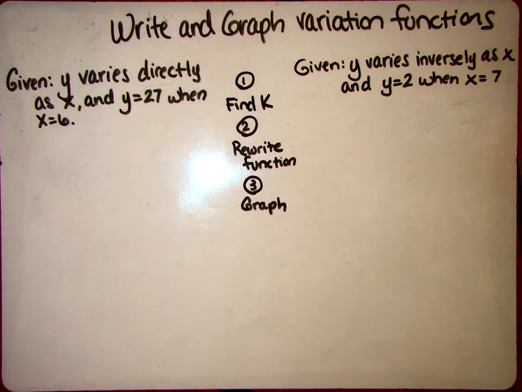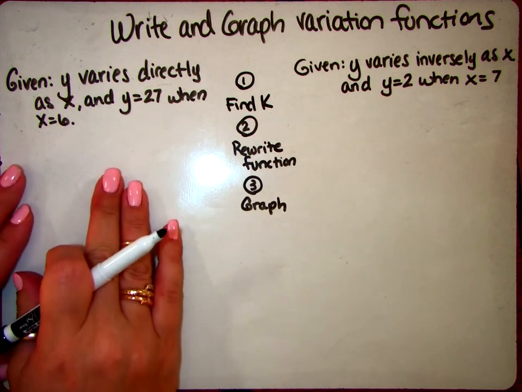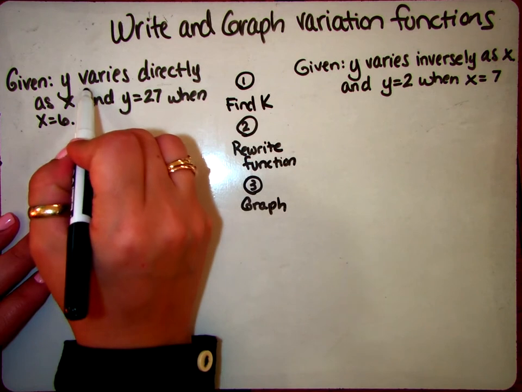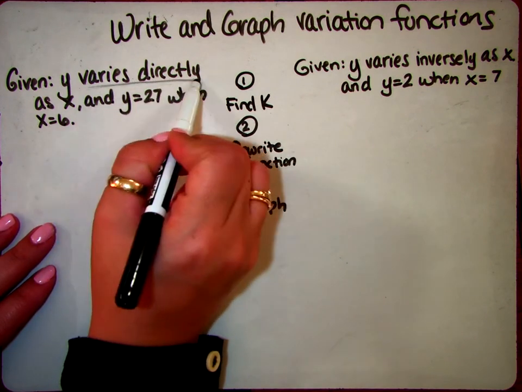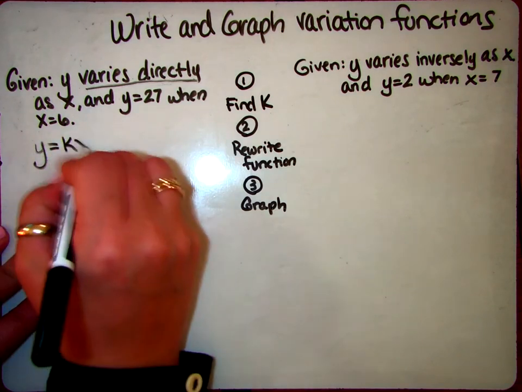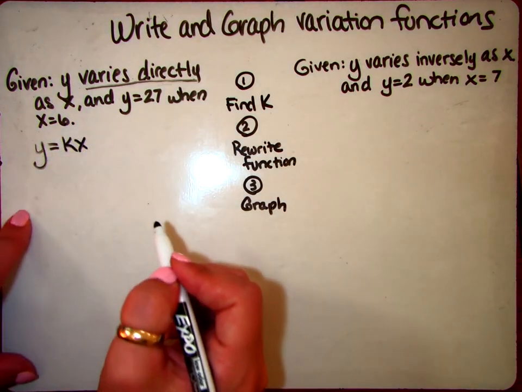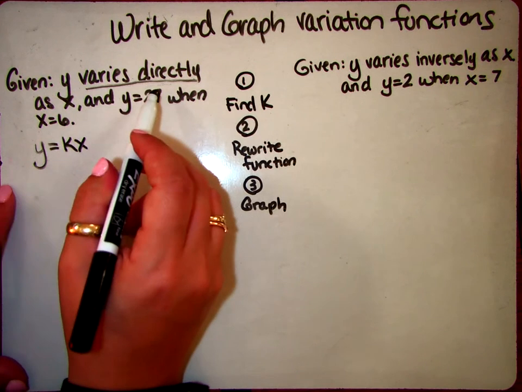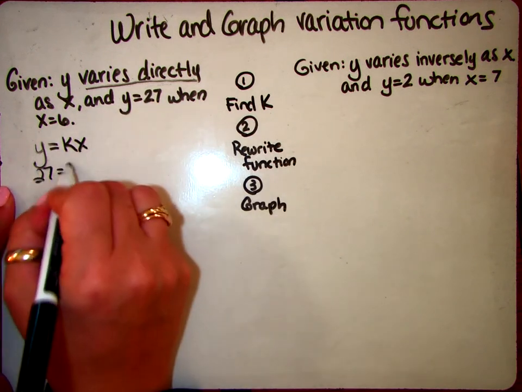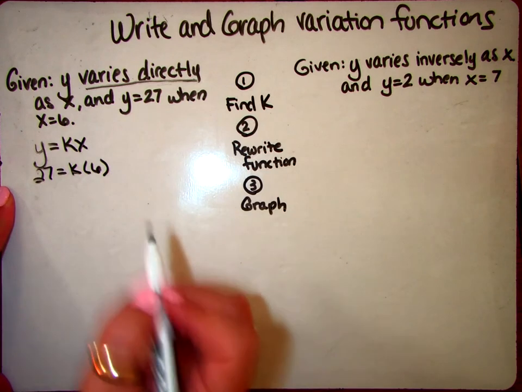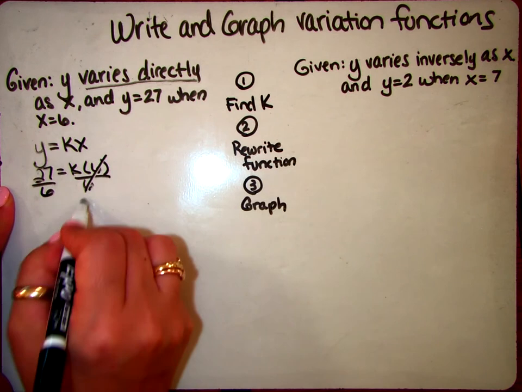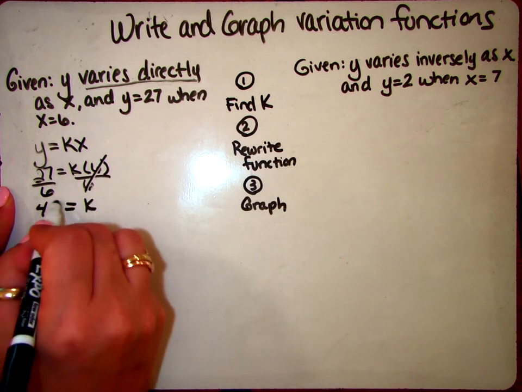All right, so I have two different examples here. On the left side, we are going to do a direct variation. Right here, it says varies directly. Those are my keywords, and I'm going to choose this formula, y equals k times x. They told me y is 27 when x is 6, so we're just going to plug those in. Our first step is to find k, so I'm going to divide, and you get k equals 4.5.